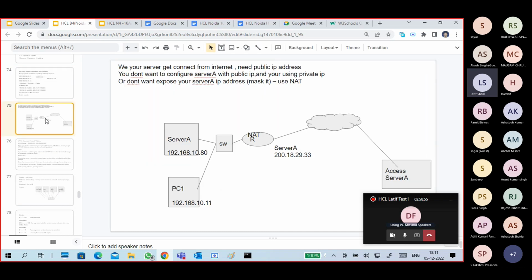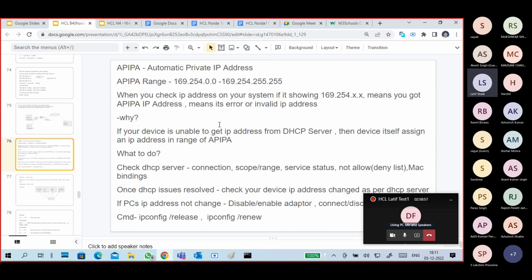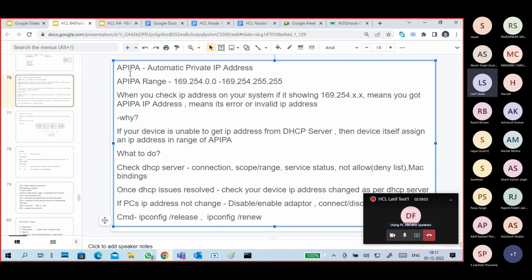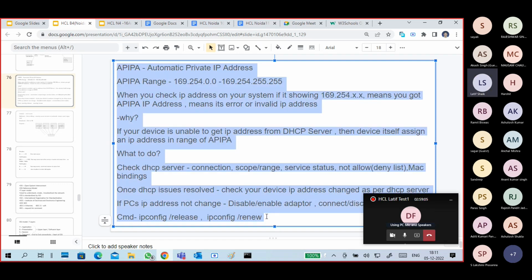So this is about that. I think I already told you about APIPA, automatic private IP address. This is the APIPA range. What is APIPA, guys?